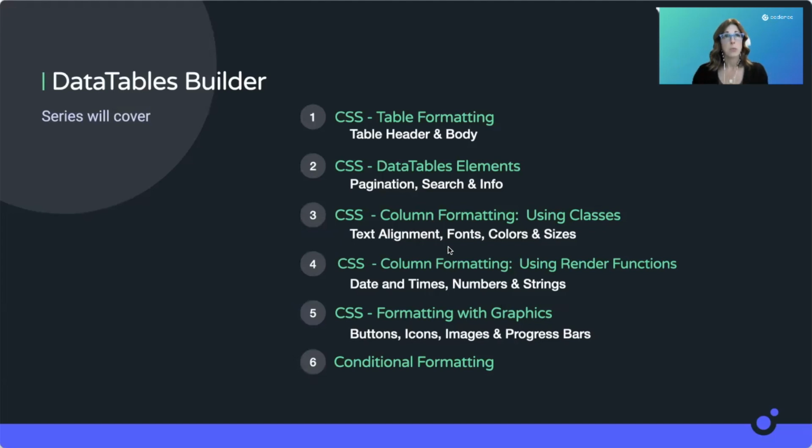Then we're going to move into talking about column formatting. So the data that's in your presentation, how do we do alignment? Can we change the colors of the font and the sizes? Can we do all of that? And there's actually going to be 2 ways to do that. We're going to look into using classes, and then we're also going to look into using that same feature with render functions.